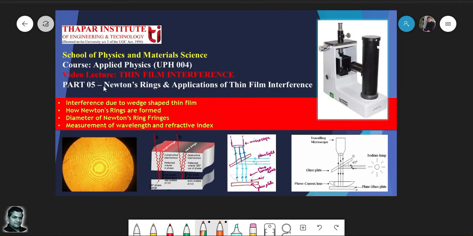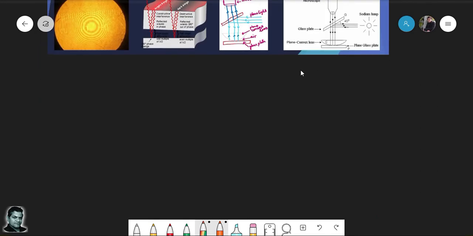Now, to understand the formation of Newton's rings, we first have to understand what this plano convex lens is, and where this wedge-shaped thin film forms. A plano convex lens setup is like this. There is a plano convex lens, and there is a plain glass plate at the bottom of this plano convex lens.